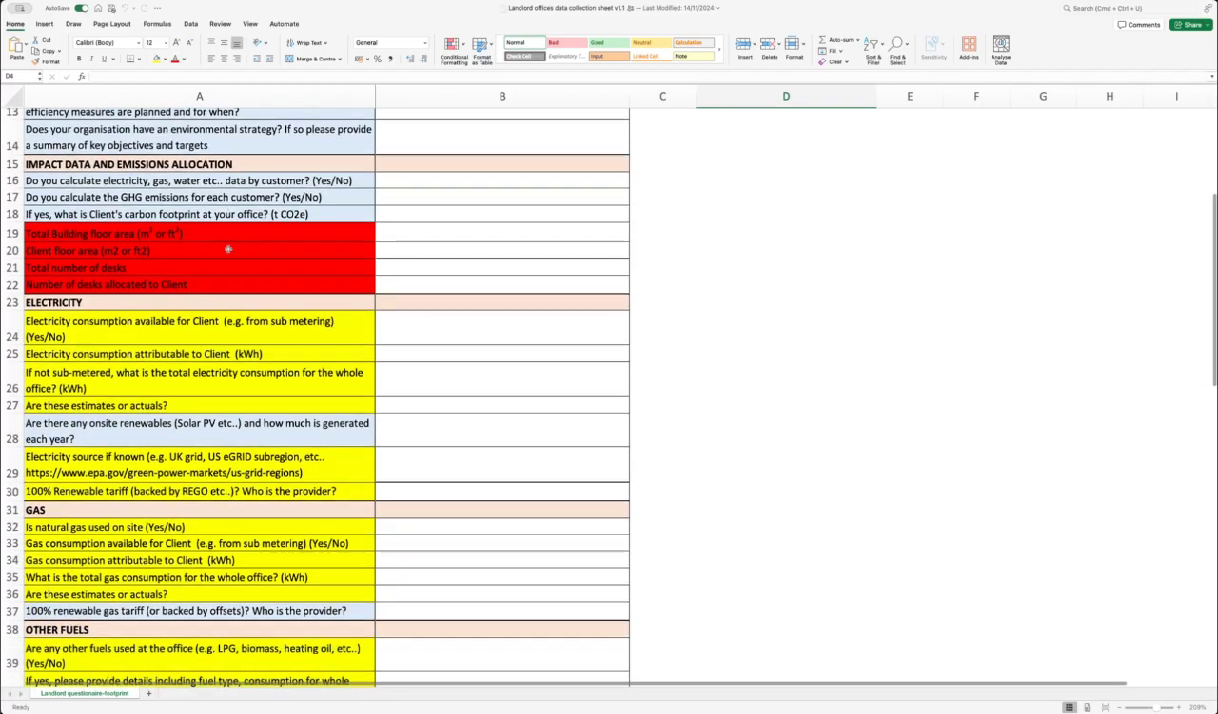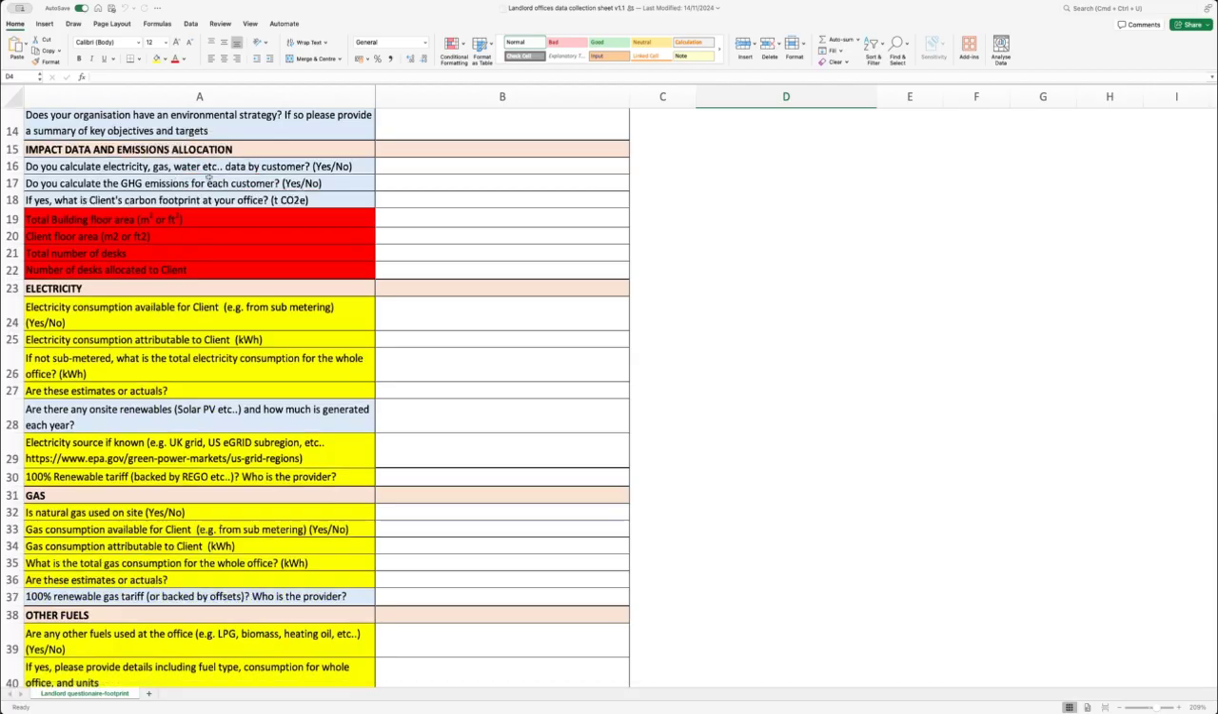Then as we get into more of the impact data, it may be that the landlord is already collecting some information around this and doing their own carbon footprinting, in which case, great, they can tell us that. That's relatively unusual, so it's more likely we're going to want to concentrate on these red areas. As a starting point, if they can tell us the size of the whole building and the area that you're leasing off them, that enables us to do some simple proxy-based allocations, or it might be expressed in the number of desks that you rent from them and the number of desks in the total building. So again, that gives us some background information.